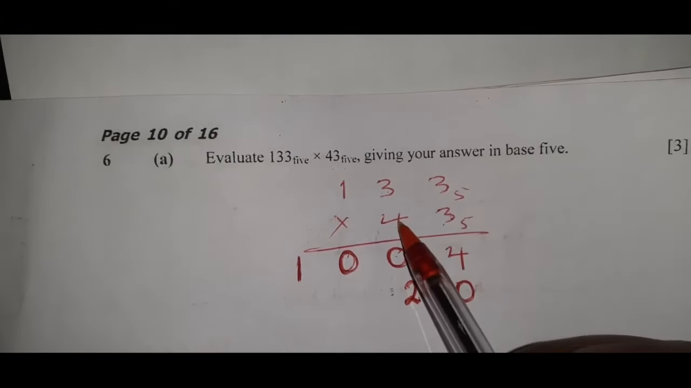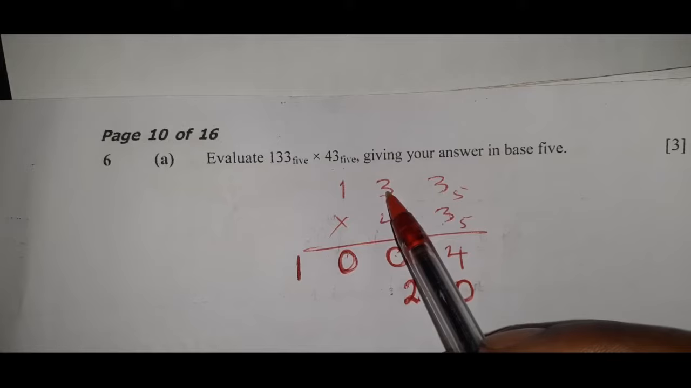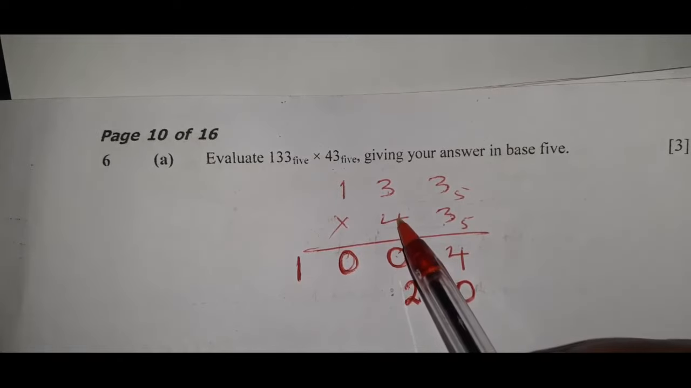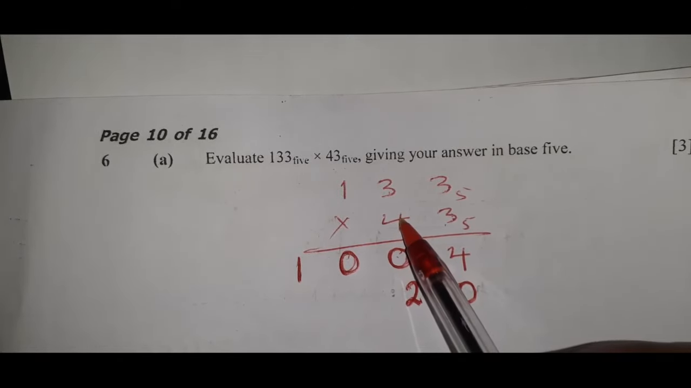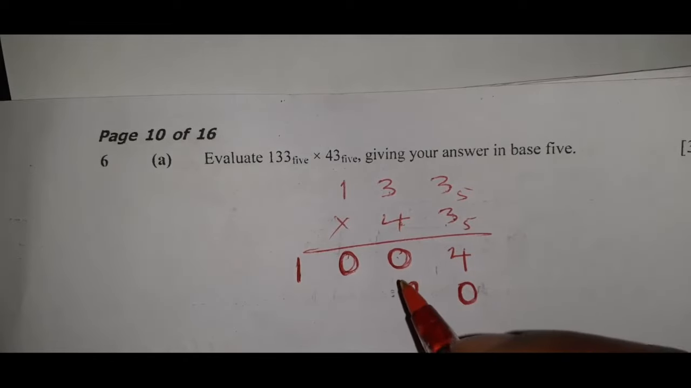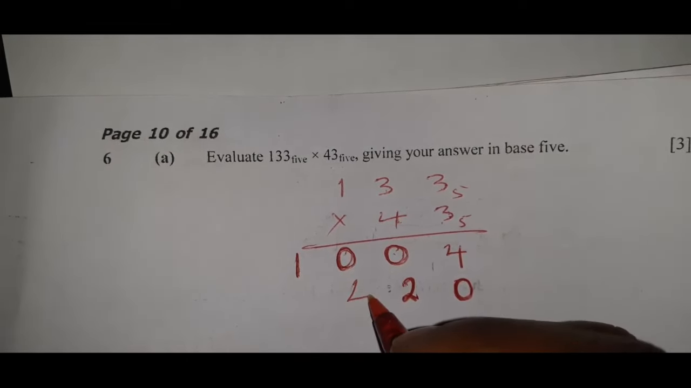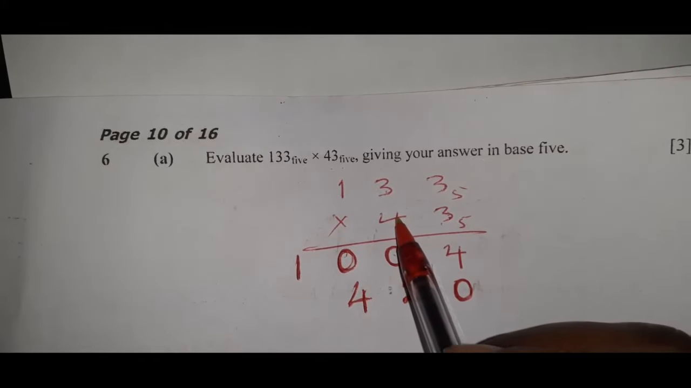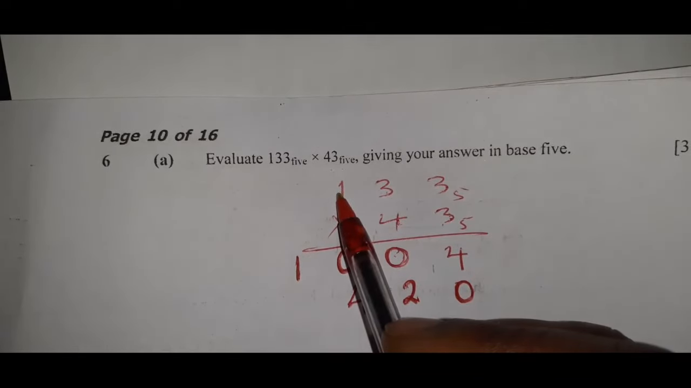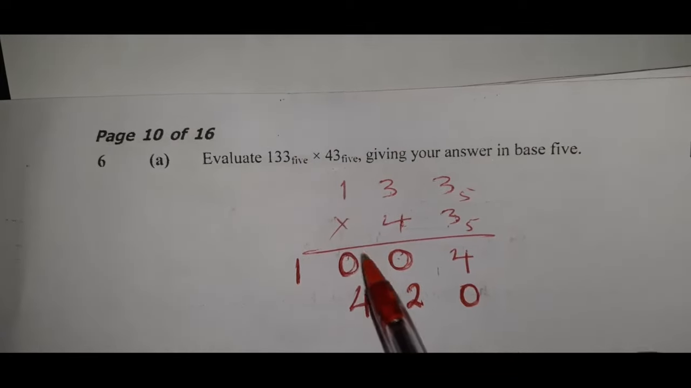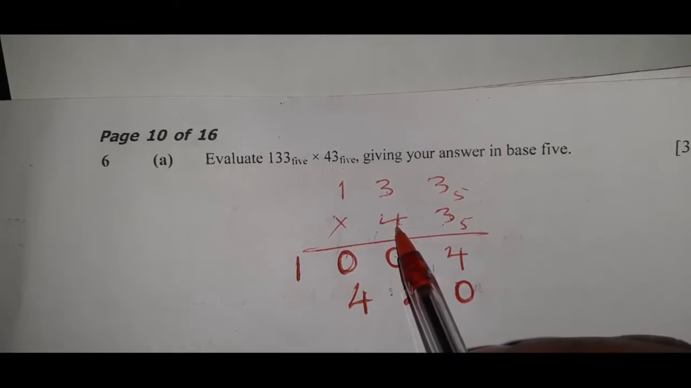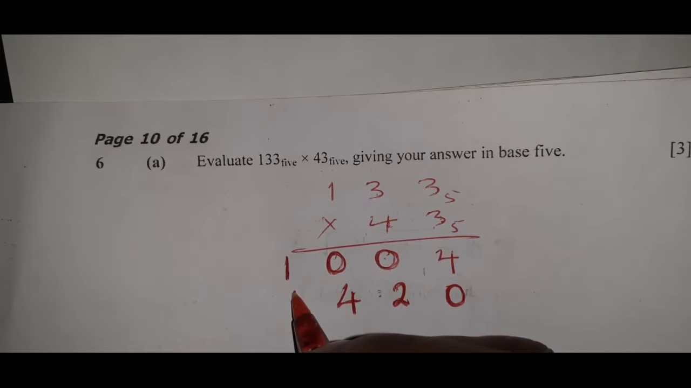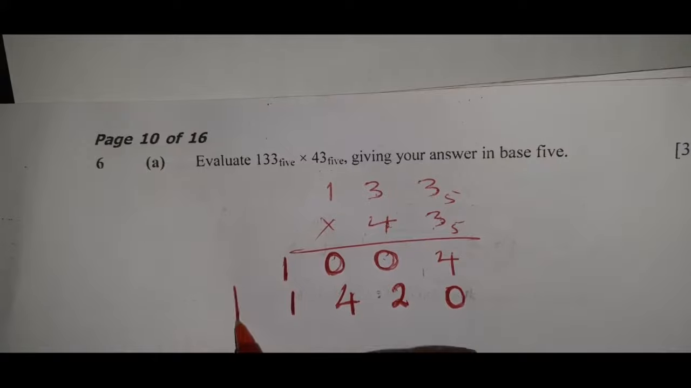Don't forget that. This 4 multiplied by 3 to be 12. 12 plus that 2 will get 14. 14 divided by 5, it will be 2 remainder 4. We write the remainder 4. Then 4 multiplied by 1, it will be 4. Plus that 2, we have 6. 6 divided by 5, it will be 1 remainder 1. So we write the remainder 1, then the other one here.